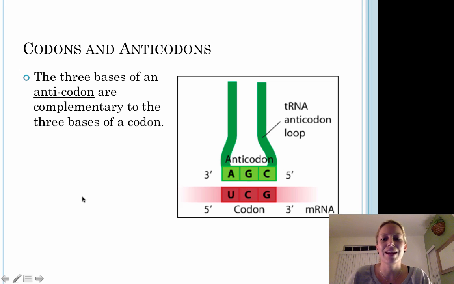So codons and anticodons. Codons are found on mRNA. Anticodons are found on tRNA, and they are complementary to the codon sequence on the mRNA. So how does a tRNA molecule that brings in the amino acids to build a protein know that it's bringing in the correct amino acid? Well, it knows because the anticodon matches up complementary to the codon on the mRNA molecule.